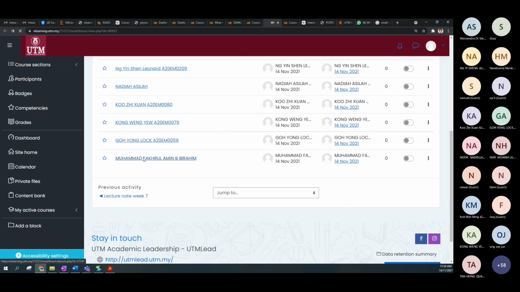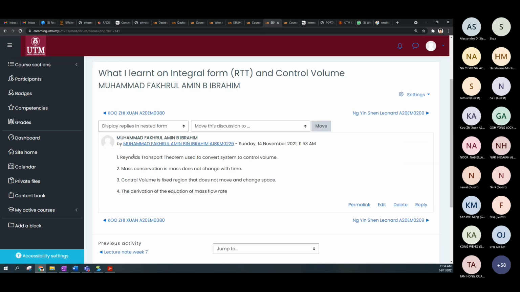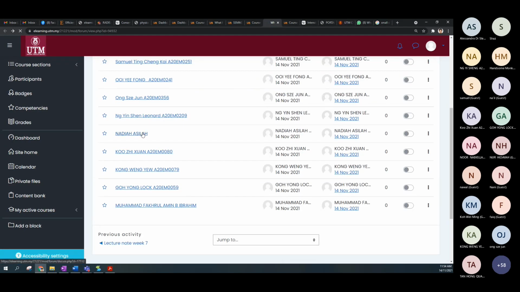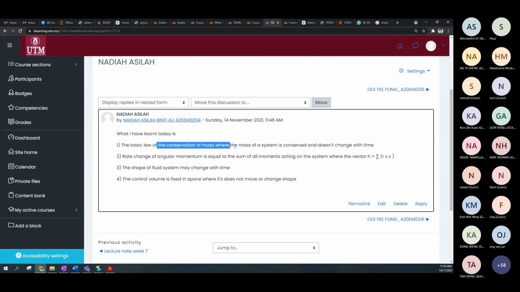We look at Fakrul Amin. Mass does not change with time. Derivation of. Okay, Nadia Asila. Conservation of mass does not change. From the conservation of mass, you can put it this way. In order to derive the conservation of mass, we consider the extensive property equal to M. And then we can segregate into control volume and control surface.